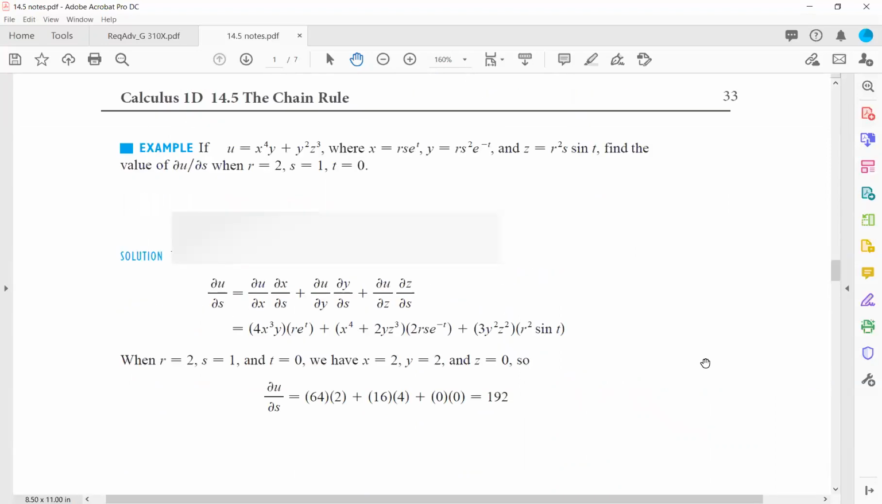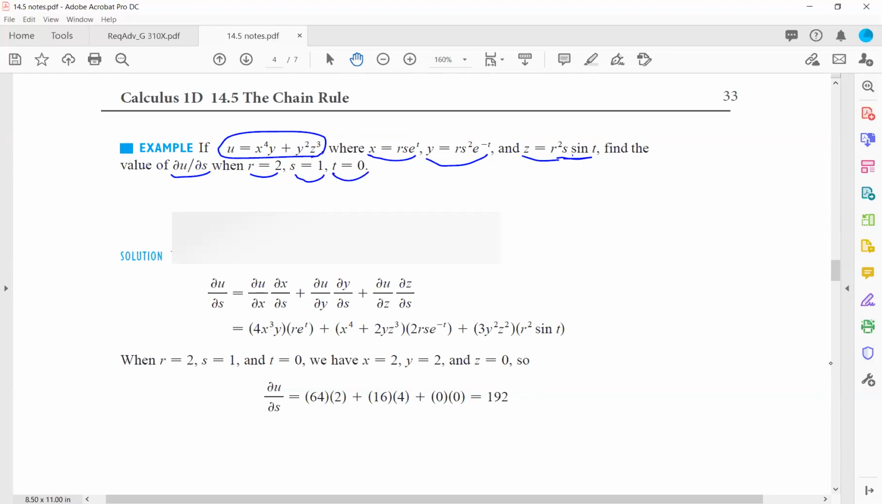Perfect. So here you have a function u, which is x to the 4th y plus y squared z cubed. Your x is defined as a function in r, s, t. Your y is defined as a function in r, s, t. Your function z is r squared s times sine t. Now the question says, find the value of partial derivative of u with respect to s when r is 2, s is 1, t is 0.